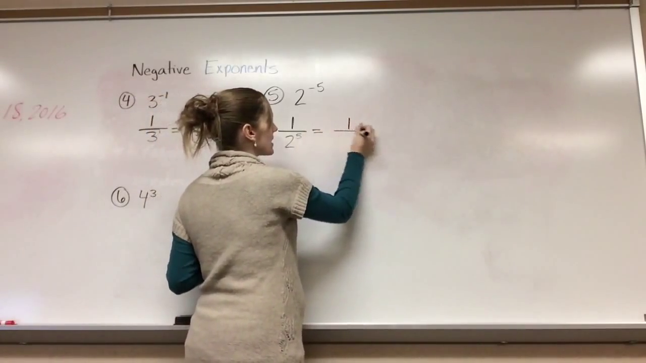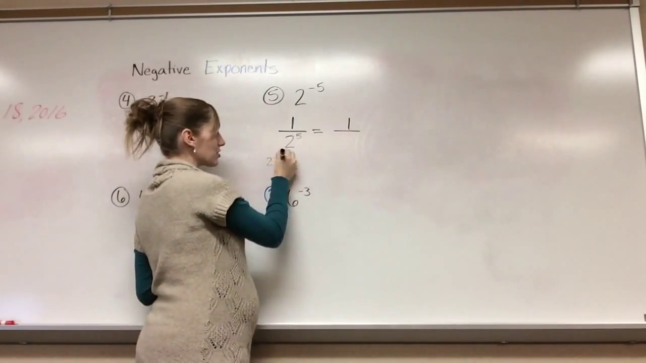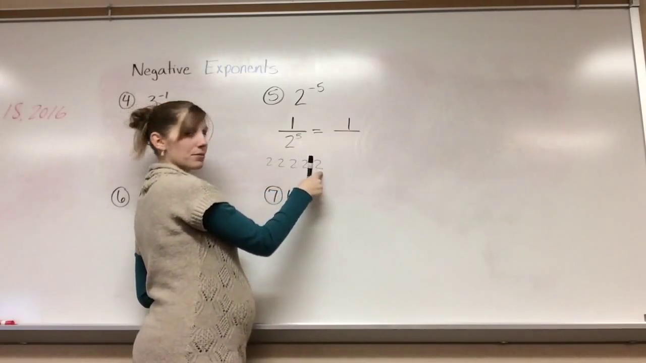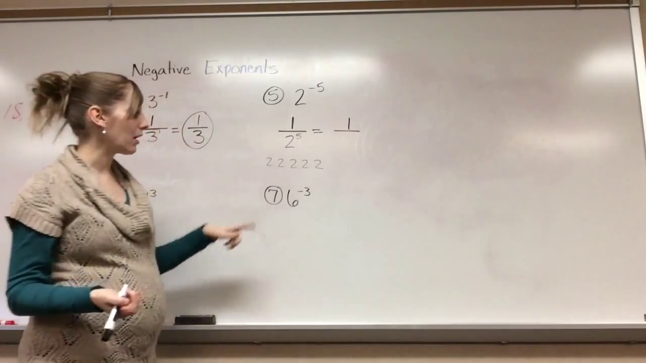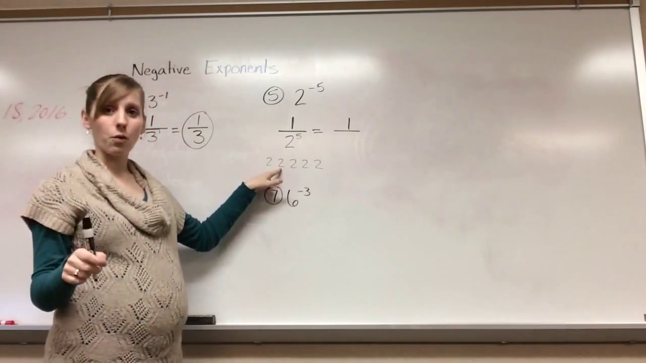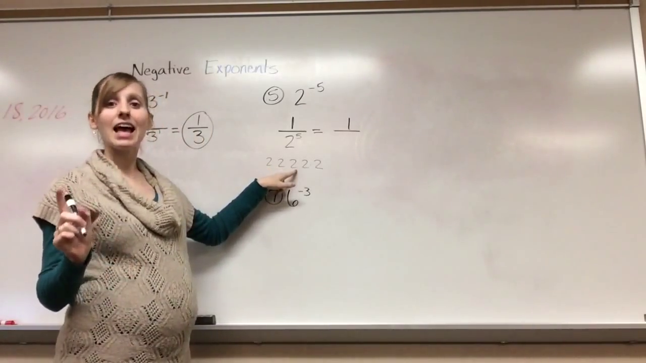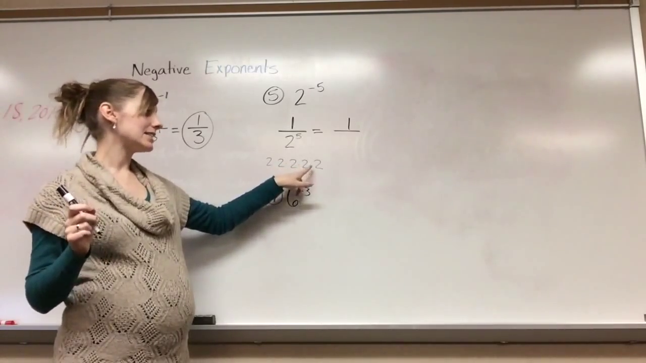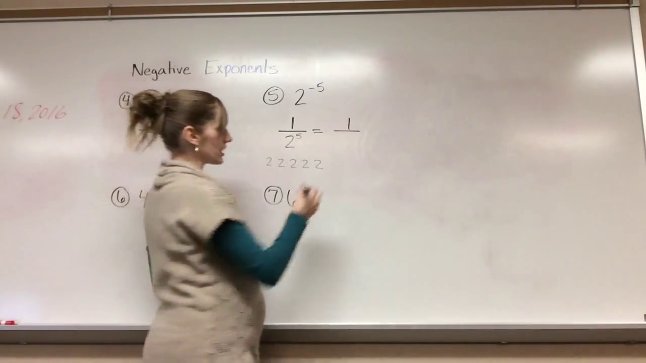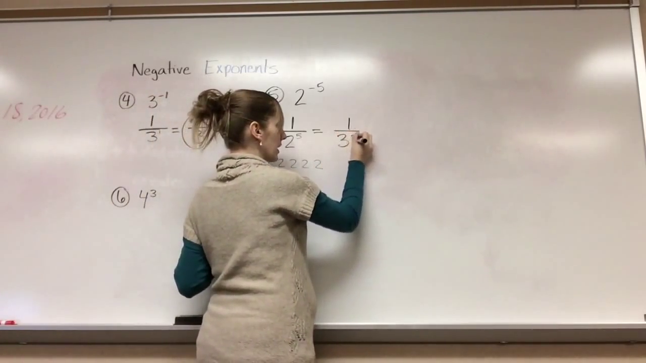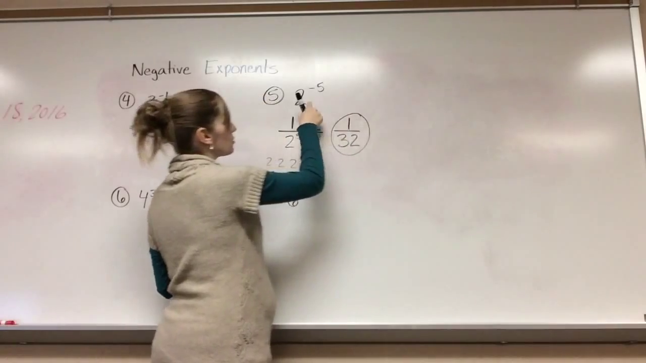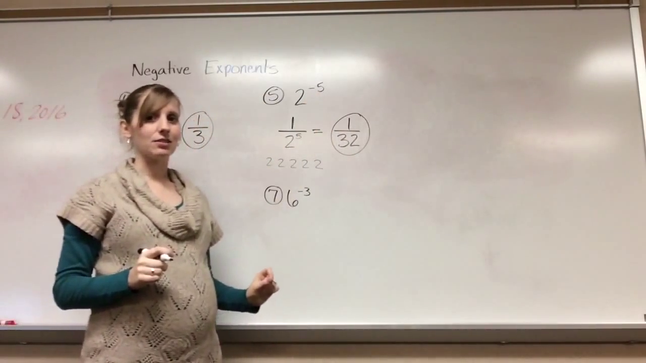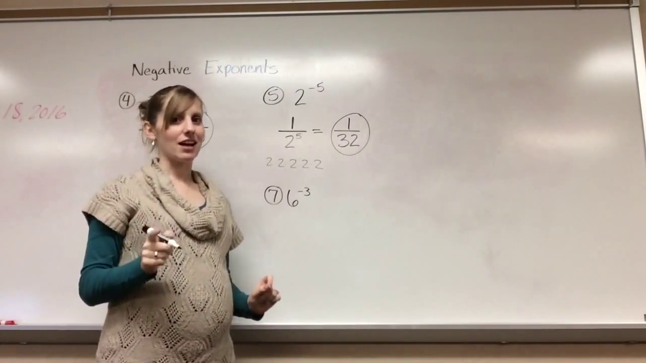My 1 stays the same, but I know that 2 to the 5th actually means I multiplied 2 by itself 5 times. So let's go ahead and multiply that out. 2 times 2 is 4, times 2 is 8, 8 times 2 is 16, and 16 times 2 is 32. So I would have 32 in my denominator. So 2 to the negative 5th is the same thing as 1/32, okay? Again, a fraction, not a negative number.